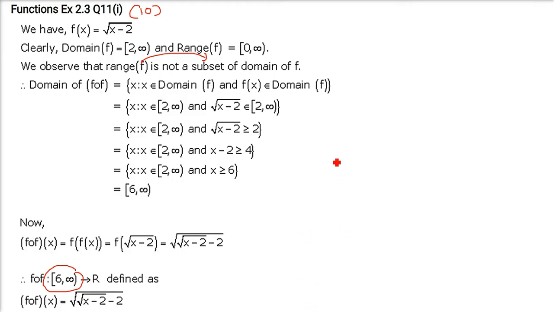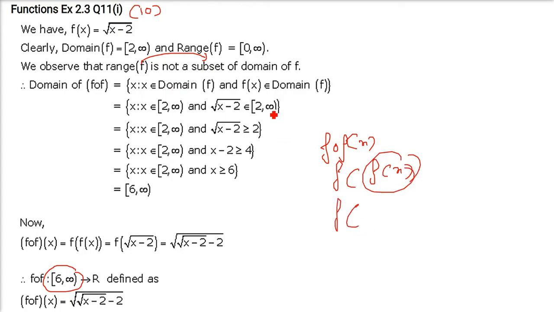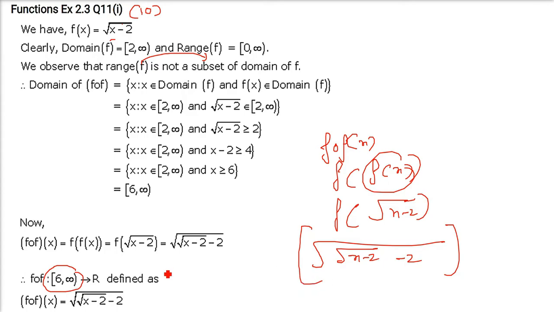So f of f(x): take this under root x minus 2 and put it inside f. The x in under root x minus 2 has to be replaced by under root x minus 2. So you have under root of under root x minus 2, minus 2. This is your fof, that is f of f(x).